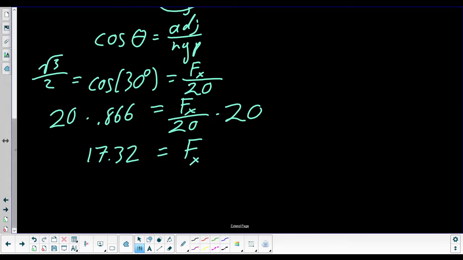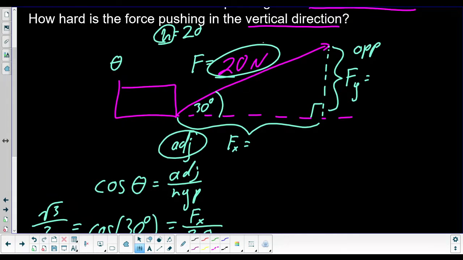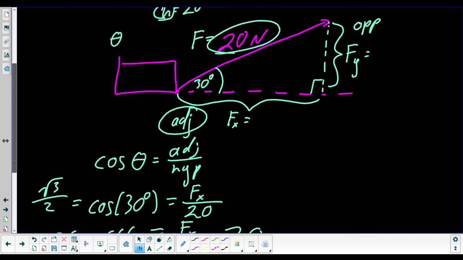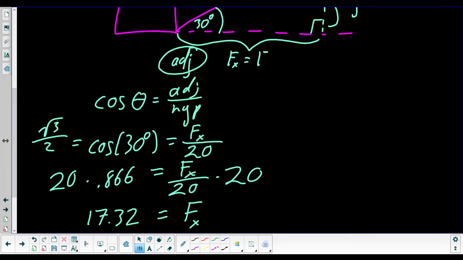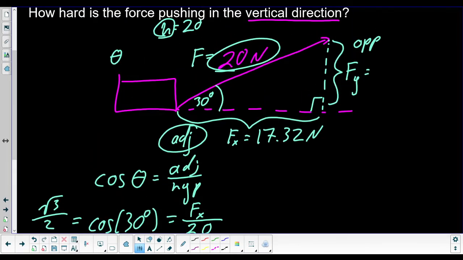So if we are pulling at 20 newtons at an angle of 30 degrees, we are applying a force in the x direction that is 17.32 newtons. So we're applying a bunch of that force in the x direction, which makes sense, right? If we're at 30 degrees, this is much more in the x than in the y. This x piece is way longer than the y piece. And if this were like a rope, our rope would be closer to being horizontal than it is vertical.